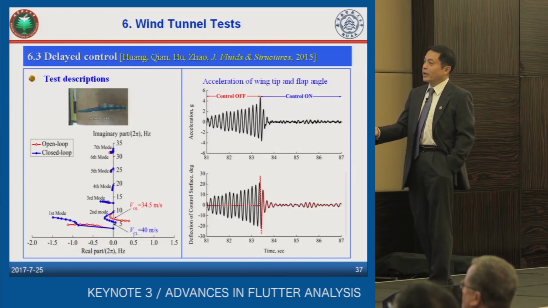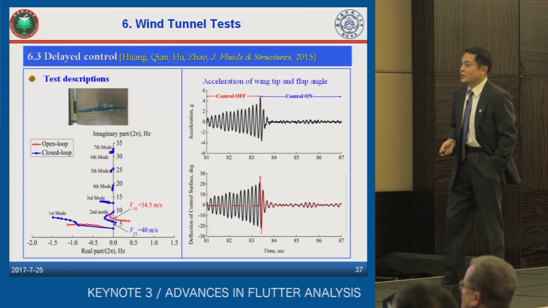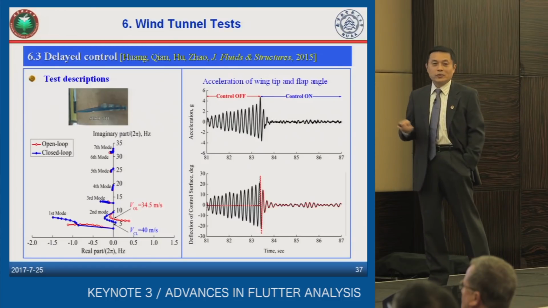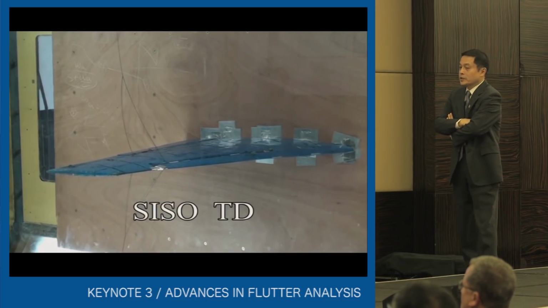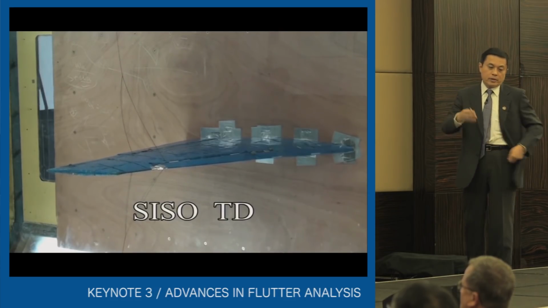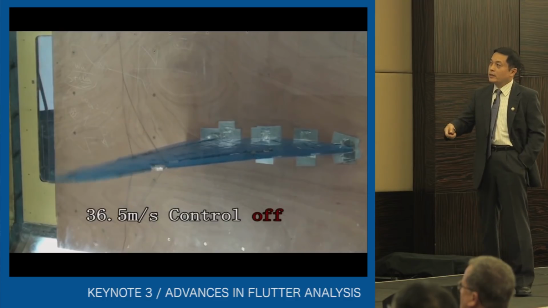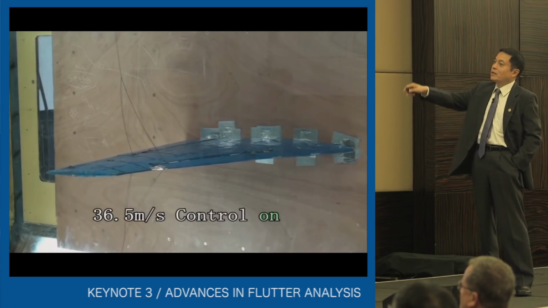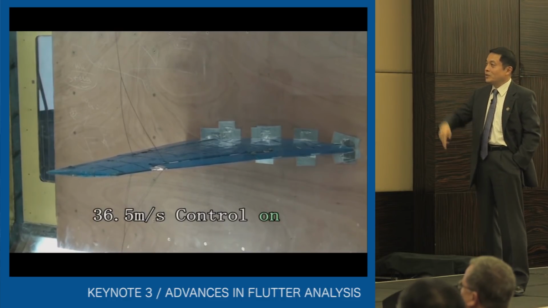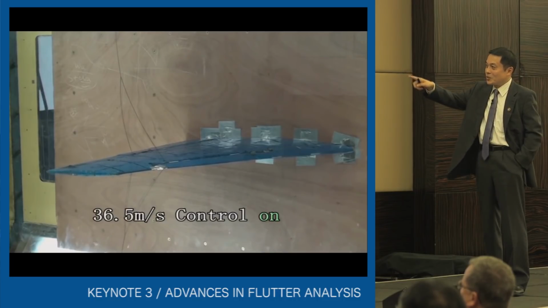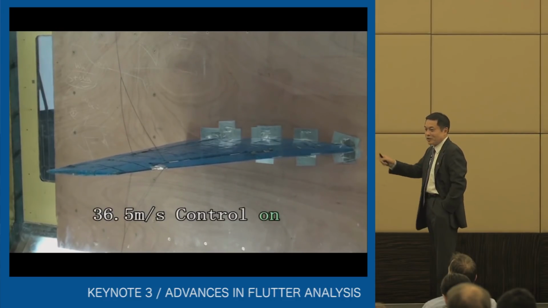Here I can show you the open loop and the closed loop system when they have the flutter, 34 to 40. And here I show you the video of the test. This is the single input and single output time delayed feedback. As I mentioned, we increased the flow speed from 32 meters per second. Then the wing flutters. Then we switch on the control, and it will be suppressed very quickly. Then if we switch off the feedback, it will oscillate very severely. It becomes very dangerous, so we switch it on very soon.